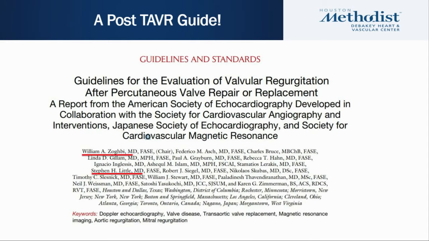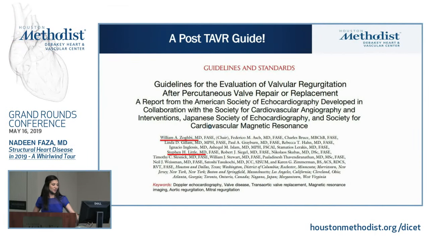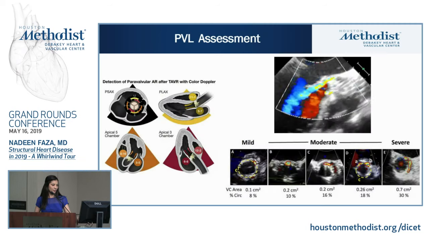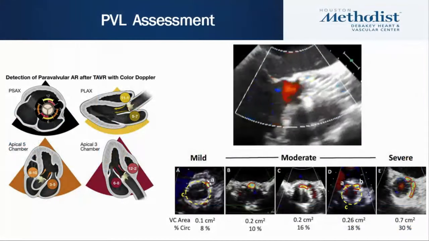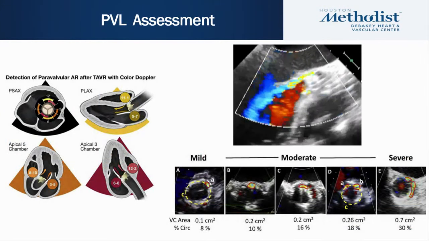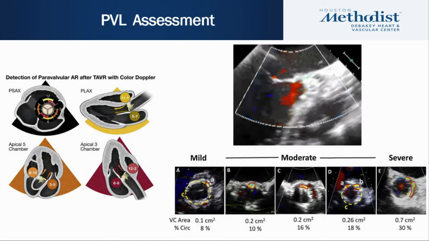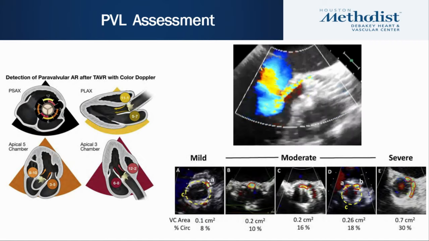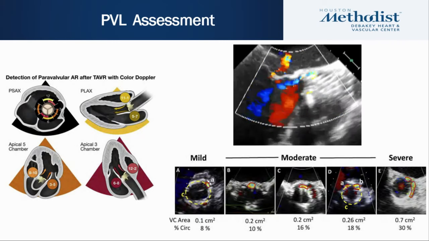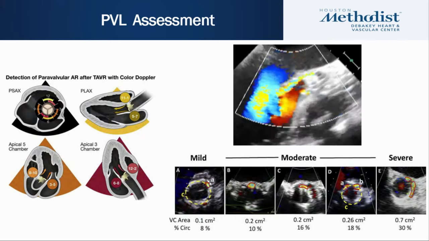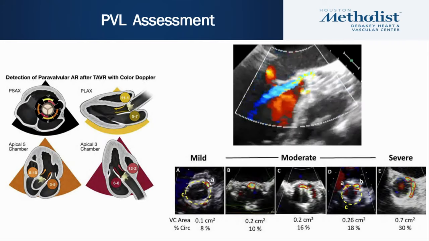Luckily, this year as well, we have new guidelines to help us detect one of these important complications, which is PVL. Dr. Zogby and Dr. Liller were part of the guideline writing committee. Actually, Dr. Zogby chaired this committee. Now we have a dedicated guideline to help us assess for complications post-TAVR and post-percutaneous interventions by imaging. In the PVL section, there's a detailed description about the location of the PVL and how to describe it. PVL can also be accurately quantified by measuring the vena contracta area and the percentage of circumference that the jet occupies. This is a very helpful guide for all of us reading echoes and looking at post-TAVR imaging studies.